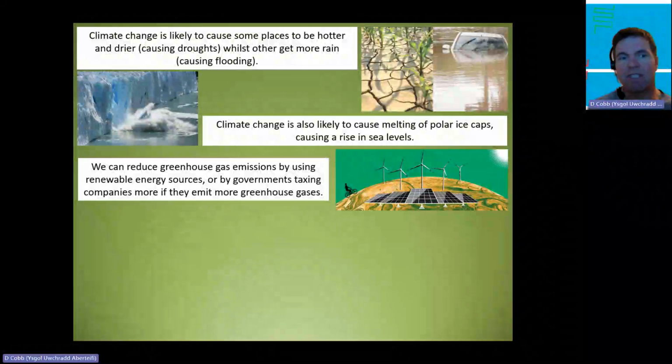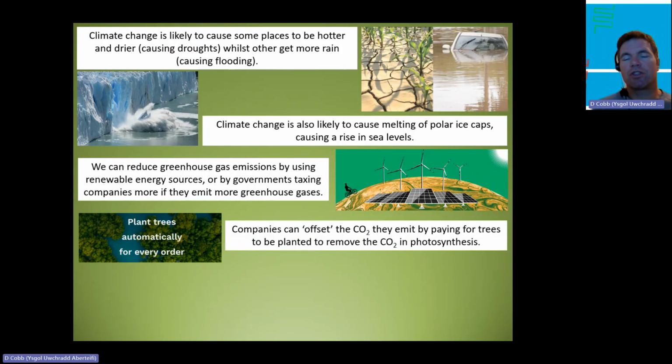Other ways we can do it: governments can tax companies if they produce lots of greenhouse gases, and so that incentivizes them and encourages them to find alternative ways, either reducing their electricity use, for example, thus reducing their greenhouse gas emissions, or finding alternative ways to produce the same level of electricity using renewable sources.